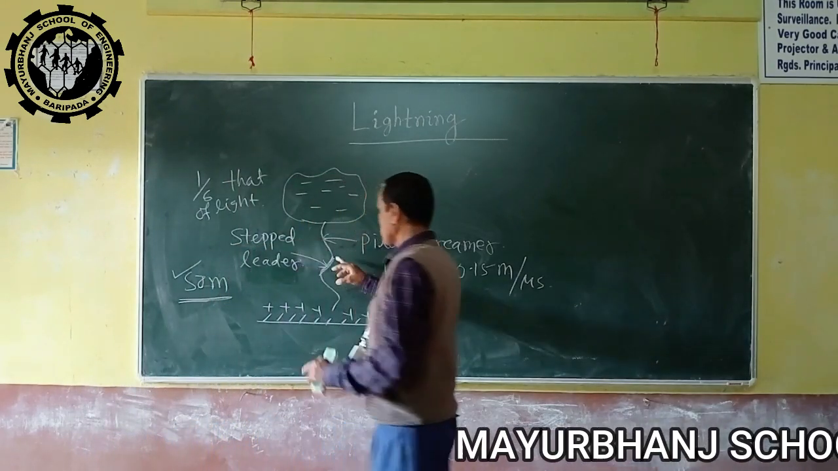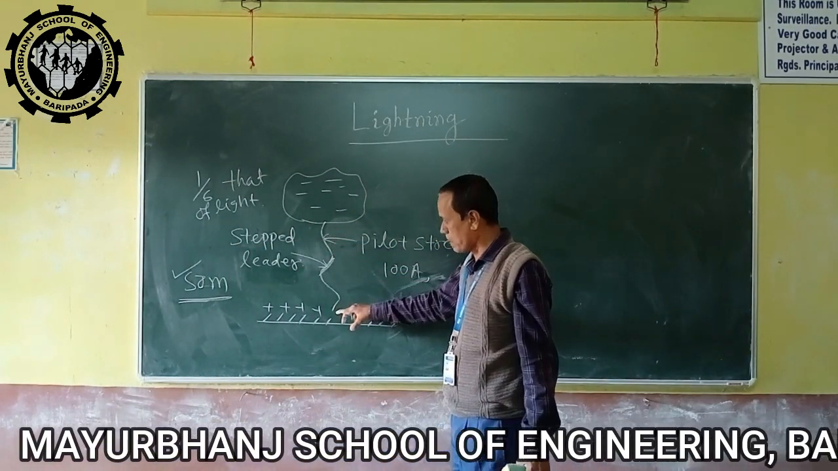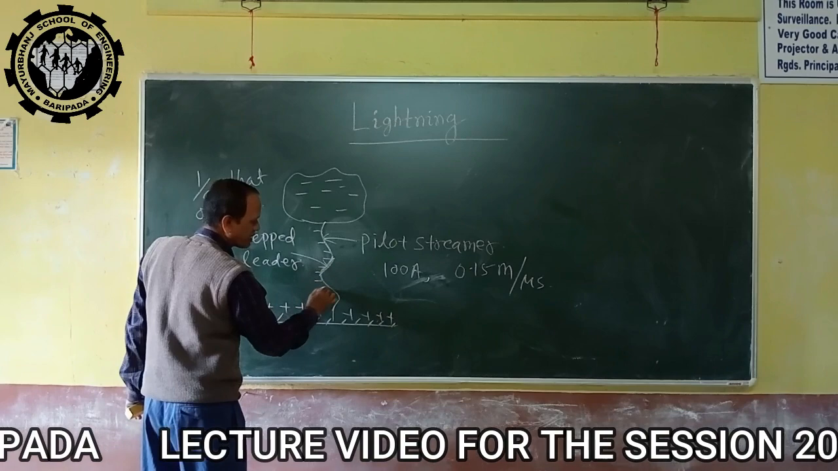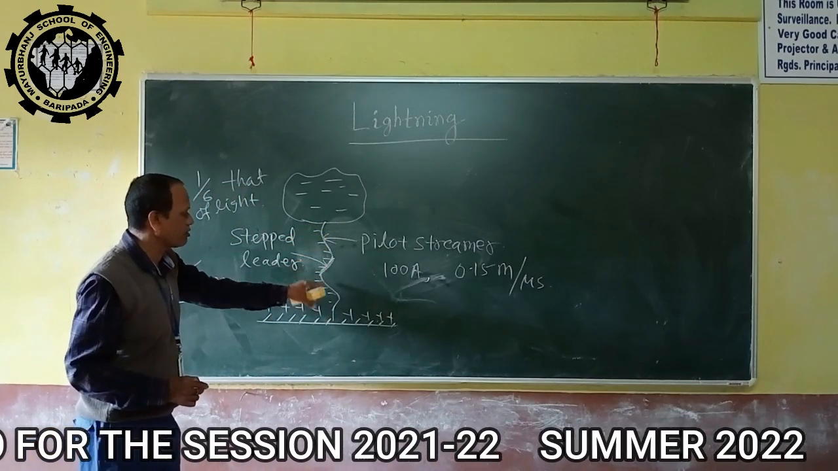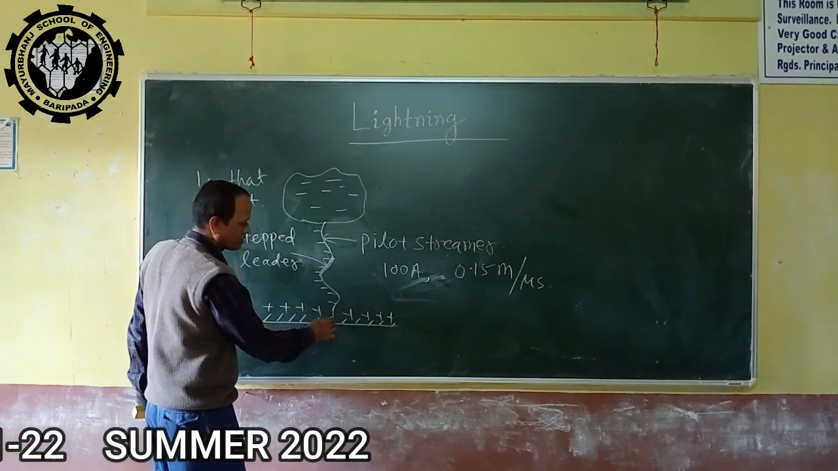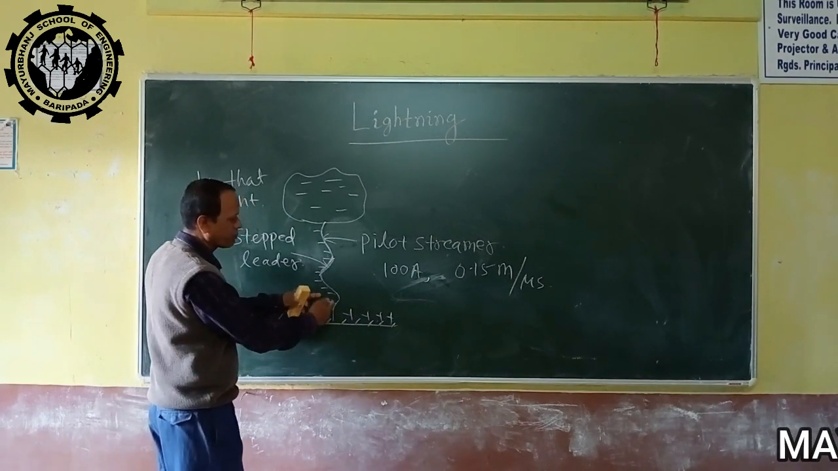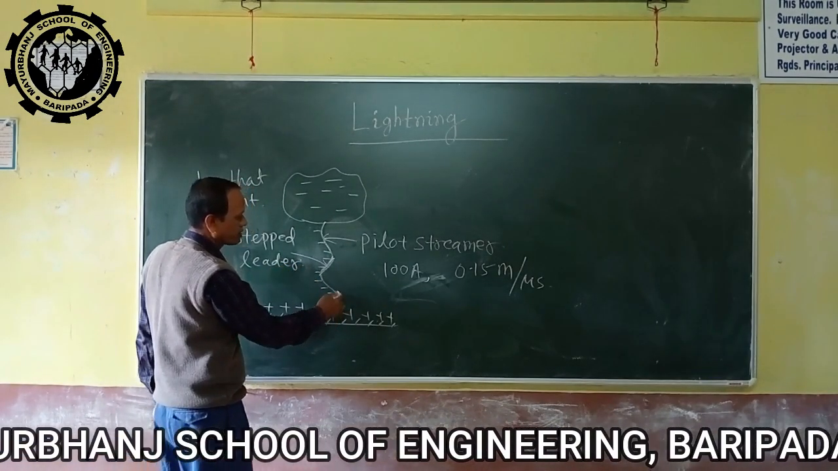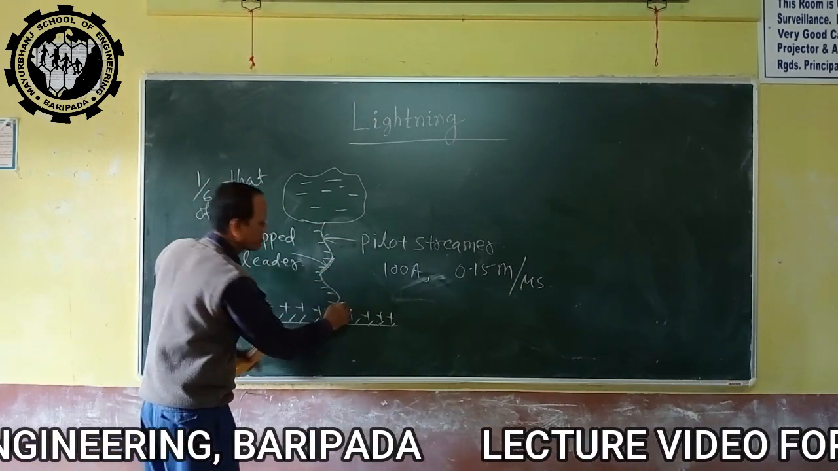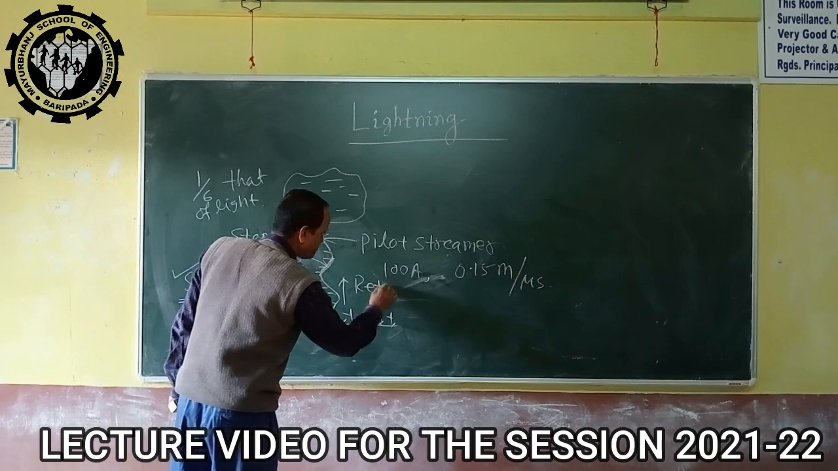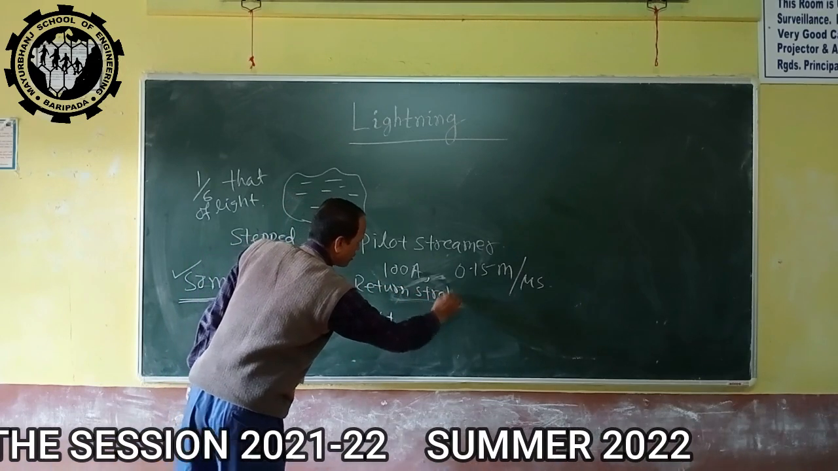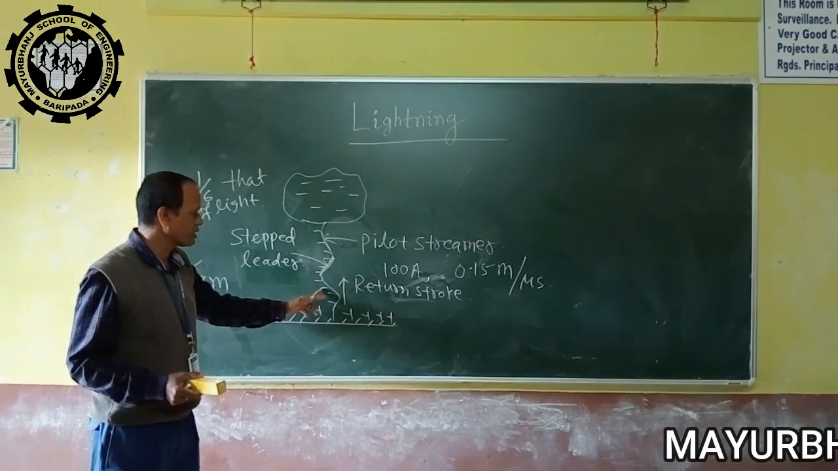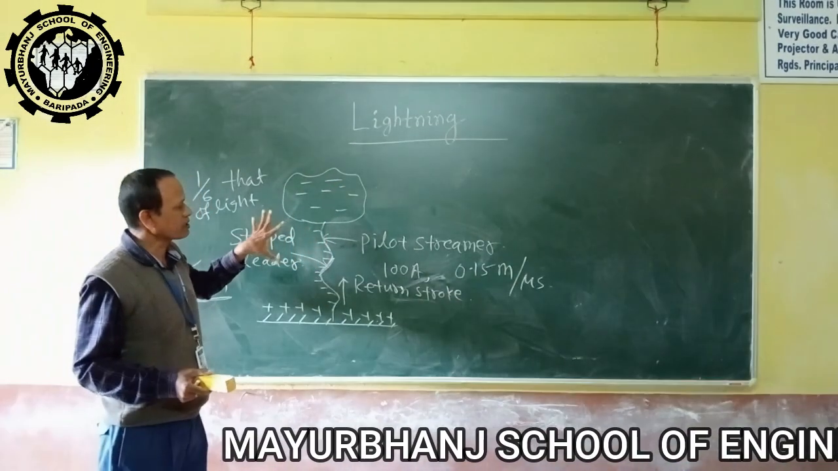After the pilot streamer reaches towards the earth, it is of negative charge, because the cloud is negatively charged. So the negative charge comes towards the earth. But when it touches the positive charge, both these charges touch each other. Therefore, a huge discharge takes place which comes back in the same ionized path. This is also called the return stroke. These return strokes in the form of a spark, we observe as lightning. So this is an interesting phenomenon.